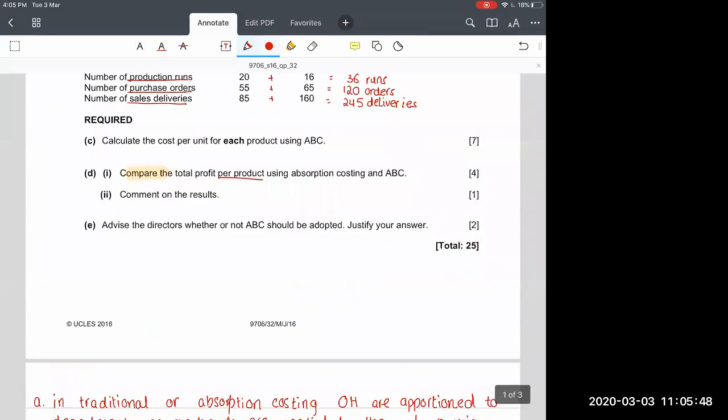Requirement number E, advise the directors whether or not ABC should be adopted, justify your answer. So over here, you just need to discuss the advantages of ABC costing. ABC costing is a more realistic approach of charging overheads, which is based on activity. Or if you're going against, then it means you have to use the disadvantages.